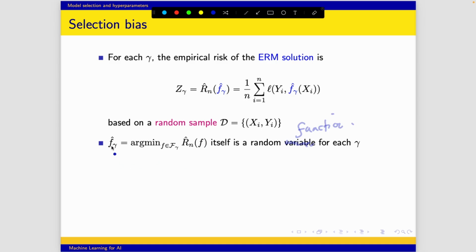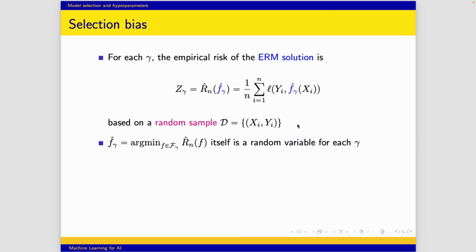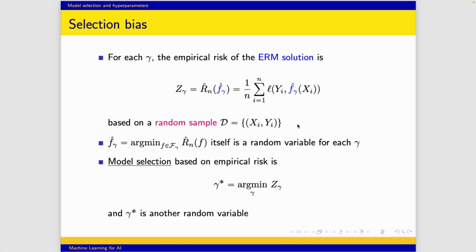And so in order to find this, we need to first have a data set. And as we go from one data set to another, this will change for a given gamma. Right? So this itself is random. It's a random function, not a random variable. It's not real valued, it's a function. We call it a random element.